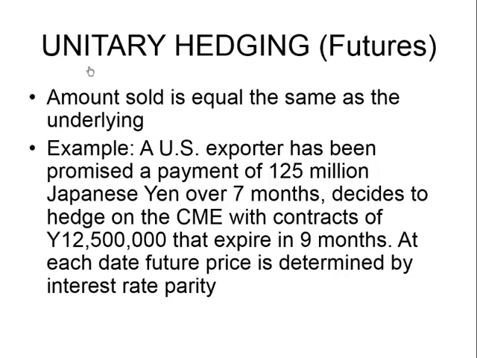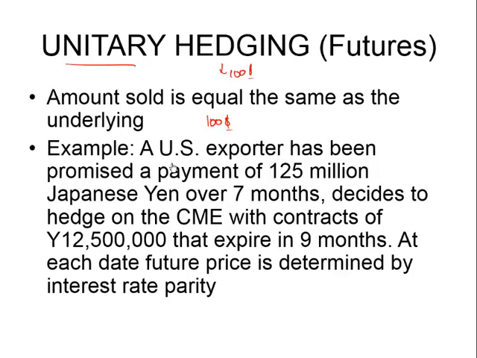The concept will be referred to as unitary hedging if the amount sold is the same as the underlying. So let's assume we are hedging a $100 position. There's a $100 position in some asset, and the hedge position is also a short $100 position in some other contract, then the concept will be a unitary hedge.